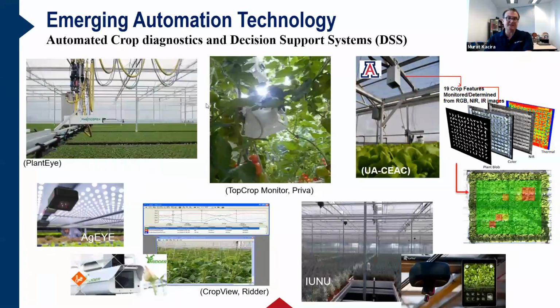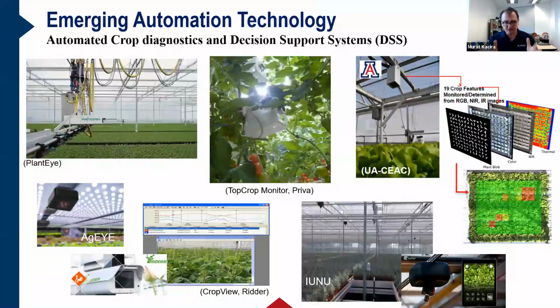Automated crop diagnostics and decision support systems using sensors, computer vision, and machine vision have been among the emerging automation technologies, providing more direct information from the crop itself regarding crop health and growth status, in addition to other environmental variables measured from the aerial and also the root zone environment, which has been the traditional control and monitoring approach.